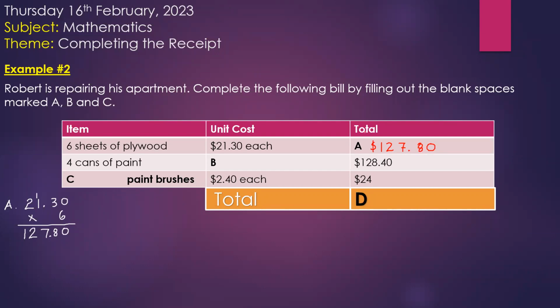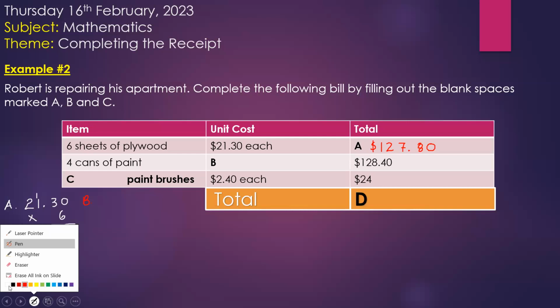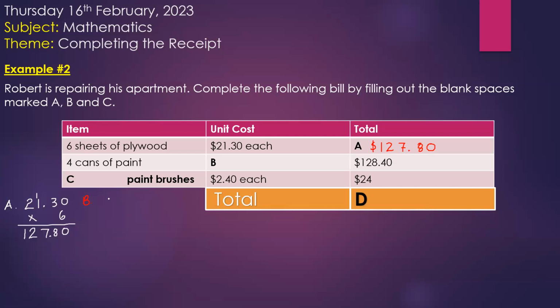All right, now for B, what are we going to do? Divide what? Divide 128.40 by 4. Very good. Where's Drexel? Drexel, are you here?